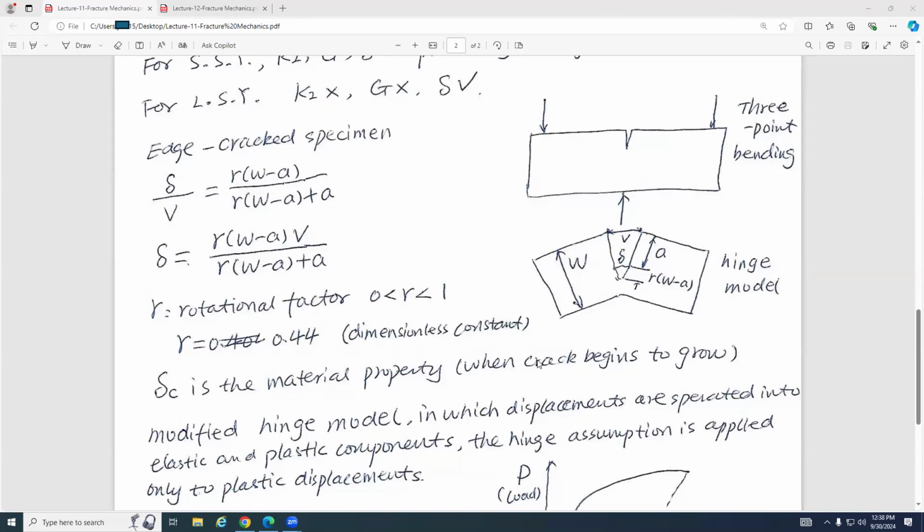Understand? I just said delta is not easy to get in this experiment, but the V, how big the mouth opening is, I can easily measure. So that's the reason delta can be written in terms of R, the rotational factor, and W, the width of the specimen. A is the crack length. So this delta can be written in terms of these parameters. You understand, guys?